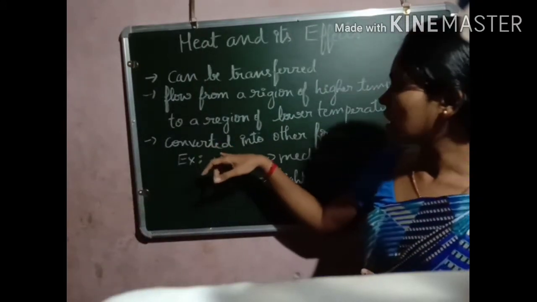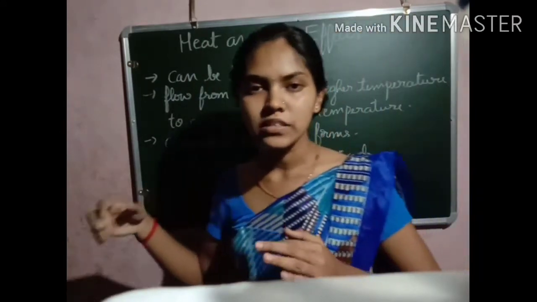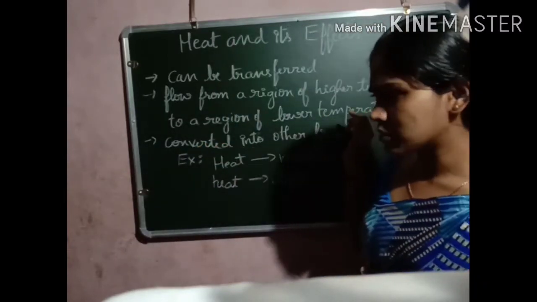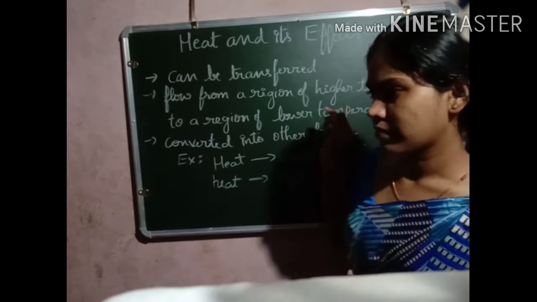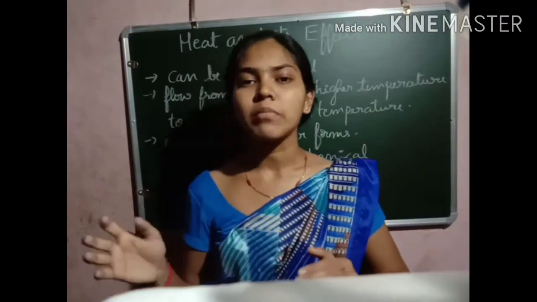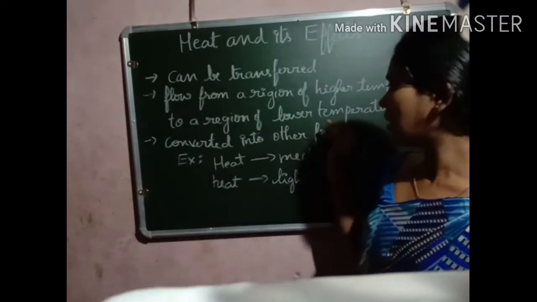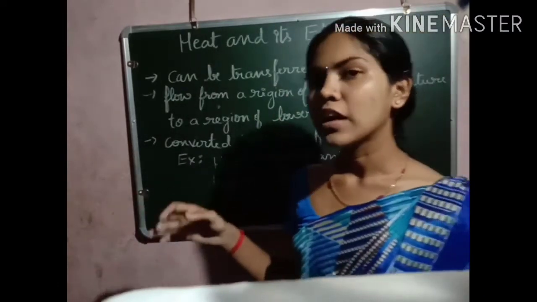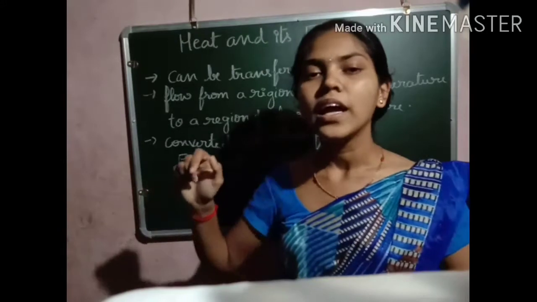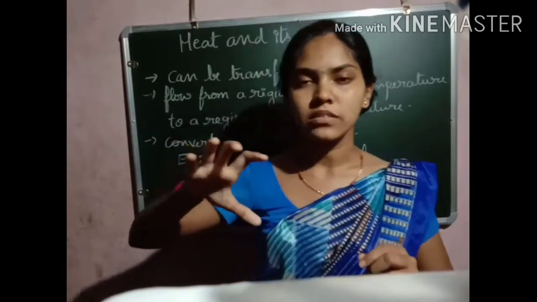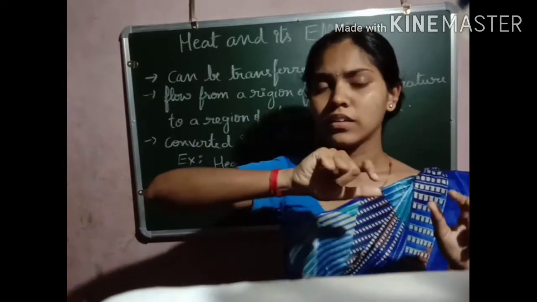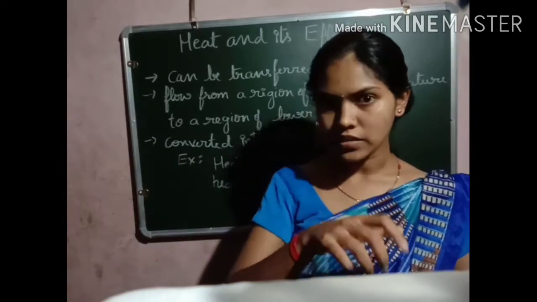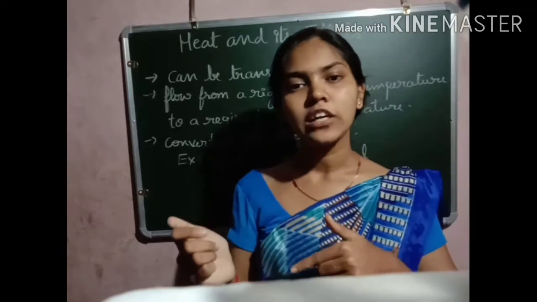The next thing is heat energy. The thermal energy can be converted into other forms. What does it mean? If you take the example of the iron box, what happens? The iron box uses electrical energy and it is converted into thermal energy.